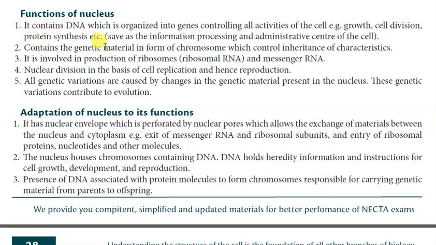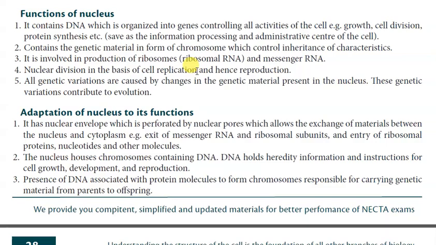Number 2, it contains the genetic material in the form of chromosomes, which control inheritance of characteristics. So the DNA, which is genetic material, controls the inheritance of characteristics from the parents to the offspring. Number 3, it is involved in the production of ribosomes, the ribosomal RNA and the messenger RNA. The ribosomal and the messenger RNA, they are synthesized within the nucleus.